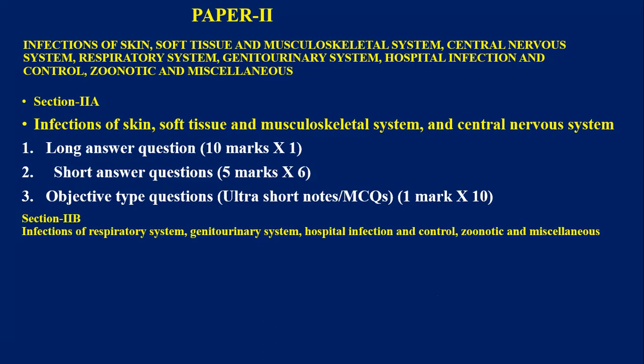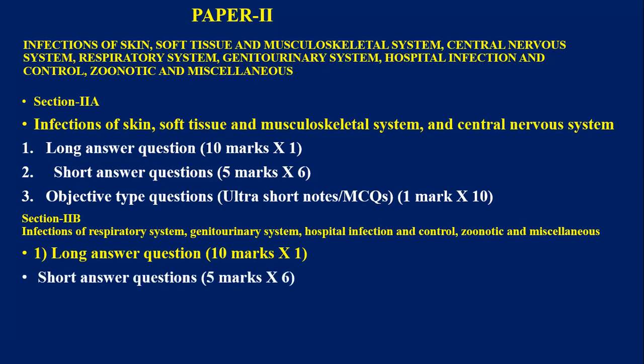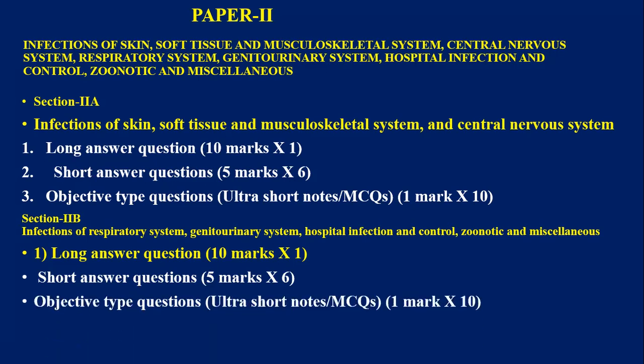Next is section 2B. In section 2B the syllabus is infections of respiratory system, genitourinary tract system, hospital infection and control, zoonotic and miscellaneous infections. It also has one long answer question, that is 10 marks. The next is short answer questions, 5 marks each, 6 in number, 6 into 5, 30 marks. The next is objective type questions, maybe ultra short notes or MCQs. Each carries 1 mark, that is 10.